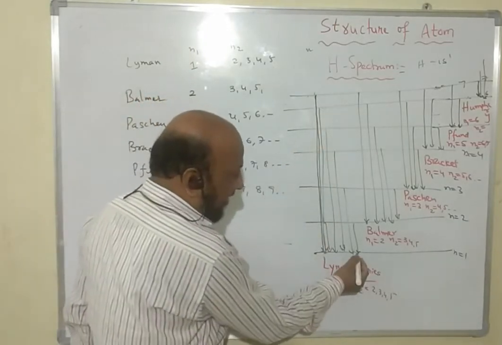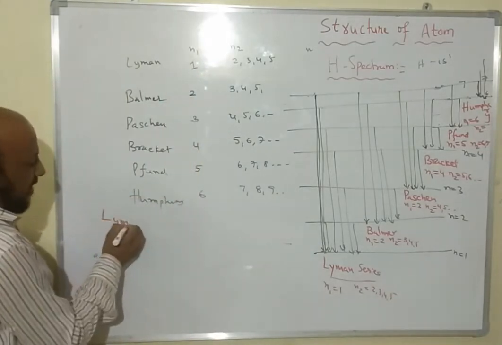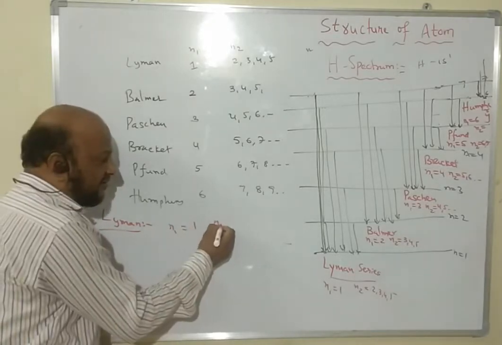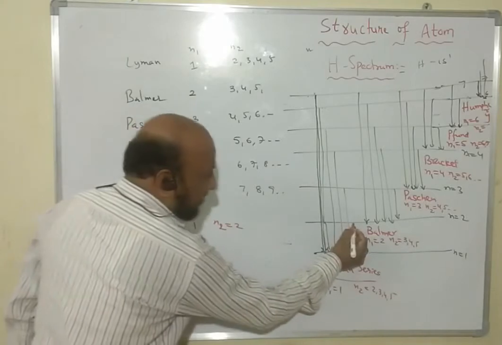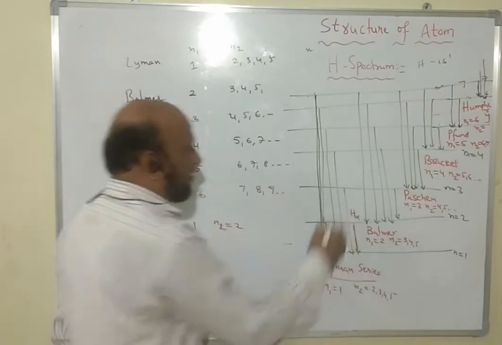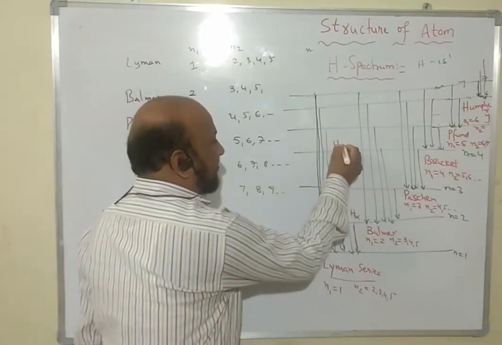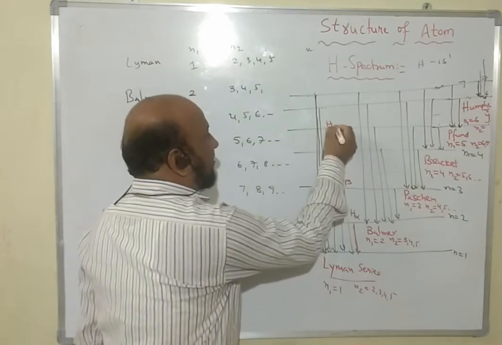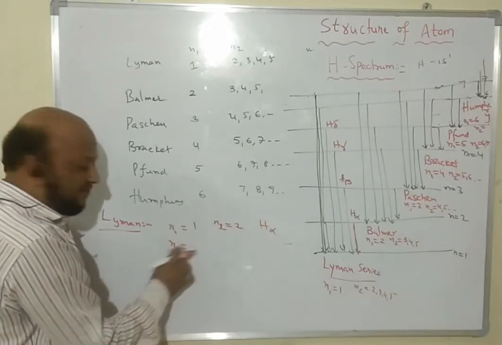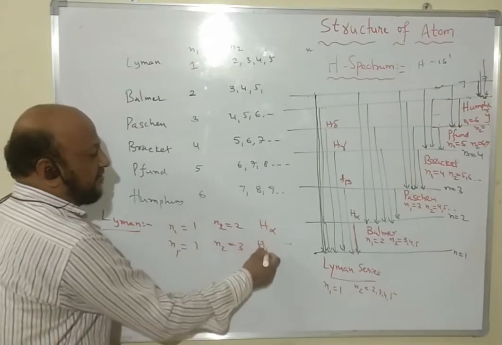In this series we observed the first line, N1 is equal to 1, 2 in every line. If you observe the Lyman series, N1 is equal to 1 and N2 is equal to 2, means the starting line. Whichever is the starting line, the smallest line, is considered as H alpha. The smallest line is considered as H alpha, then H beta, H gamma, H delta and so on. Similarly, H beta means N1 is always 1, N2 is equal to 3, that is called H beta.